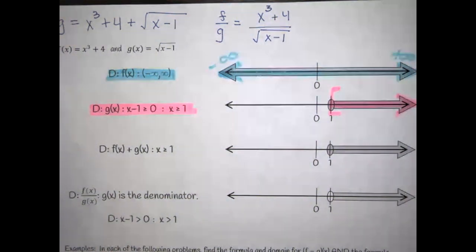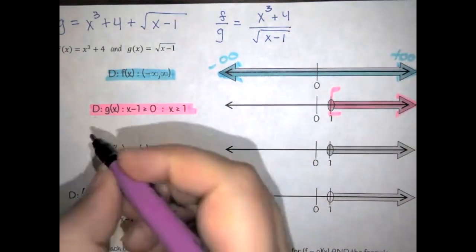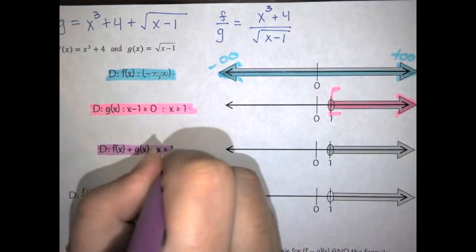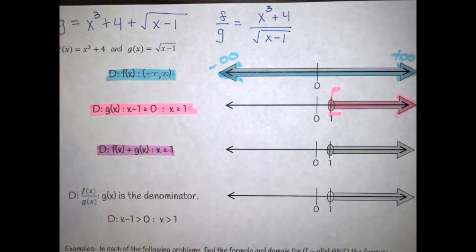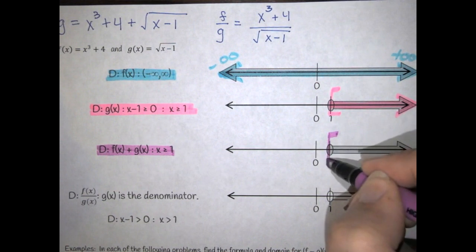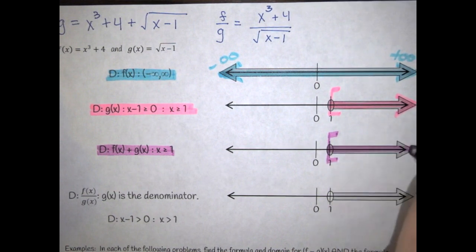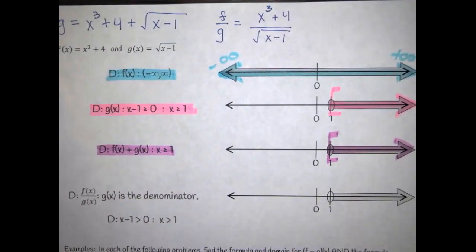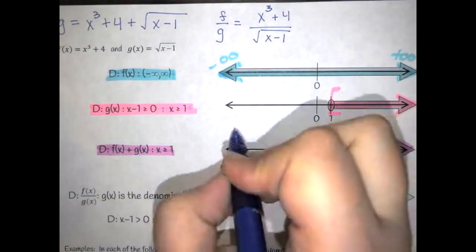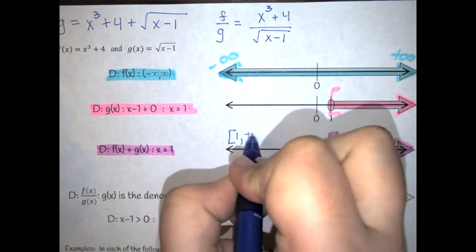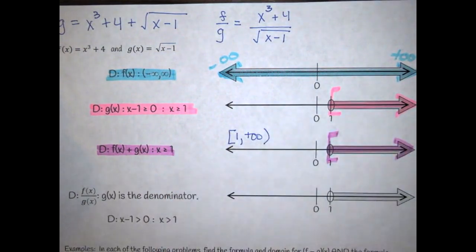So when we do f plus g, again, we have to look at the overlap between f and g. My overlap between the blue and pink lines begins at 1, and I don't have any problems. Okay. So again, I have to write this as an interval. So I'm going to include 1 and travel up to positive infinity.